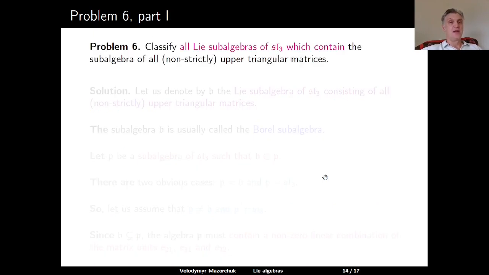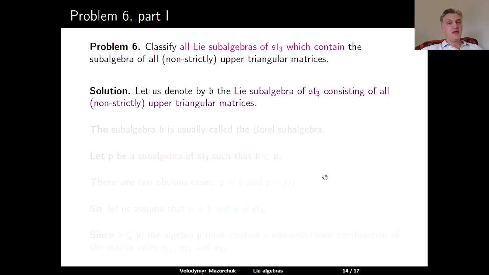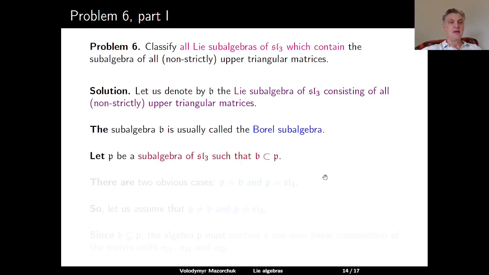Problem 6. Classify all Lie subalgebras of SL3 which contain the subalgebra of all non-strictly upper triangular matrices. Let us denote by B the Lie subalgebra of SL3 consisting of all non-strictly upper triangular matrices. This subalgebra is usually called the Borel subalgebra of SL3, or the standard Borel subalgebra of SL3. Let P be a subalgebra of SL3 which contains this Borel subalgebra.